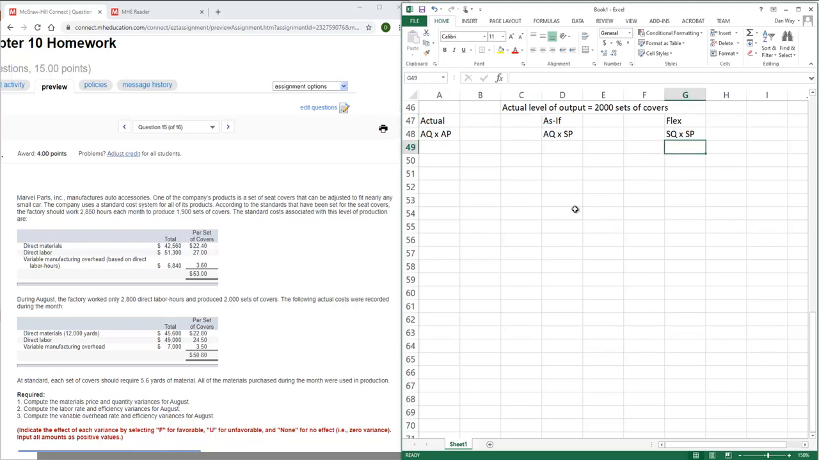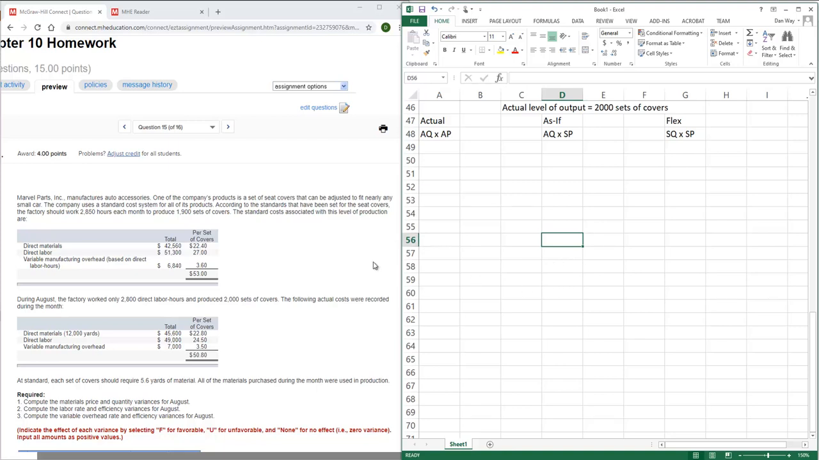So let's think about our standards first. We want to incorporate our standard quantity and our standard price for materials, and we want to make sure we account for the actual level of output. So first, let's take a quick look at our standards and make sure we're clear on what this stuff should cost. And I'll kind of do some scratch work down here.